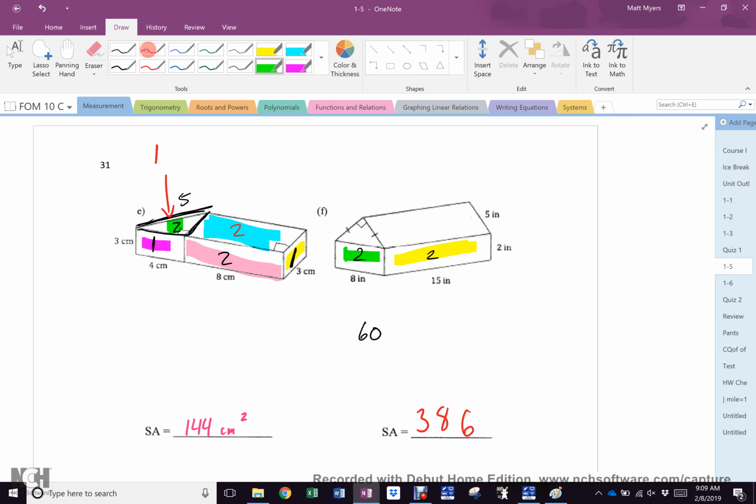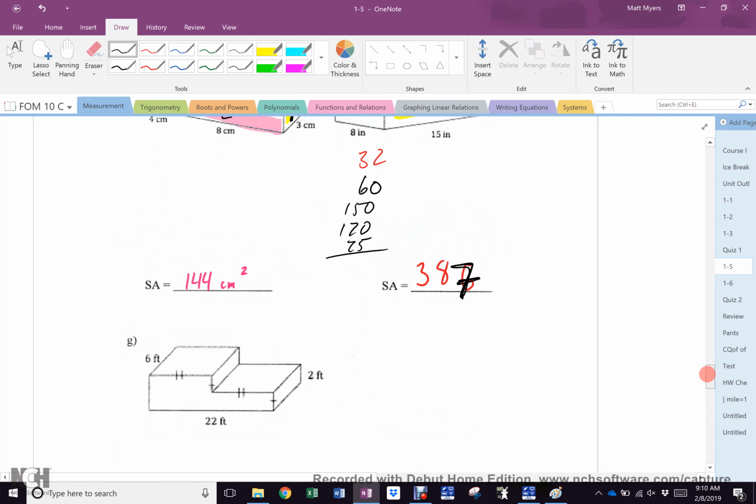So that is 32. This up here is 5 by 15, which is 75 times 2 is 150. The bottom is 8 by 15, which is 80 and 40, 120, right? And then we just did these triangles to be 25. 2 and 5, yep, looks like 7 to me. 387. Of course not.